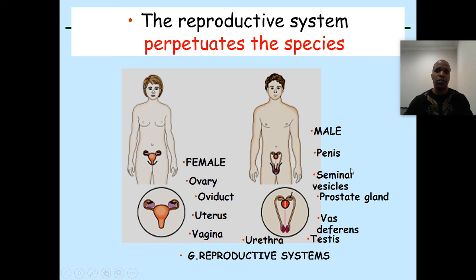The reproductive system perpetuates the species. You have specific organs, be it male or female. In females, you have the ovaries, the oviduct, uterus, the vagina. And in males, you have the penis, the seminal vesicles, the prostate gland, vas deferens, and testes.